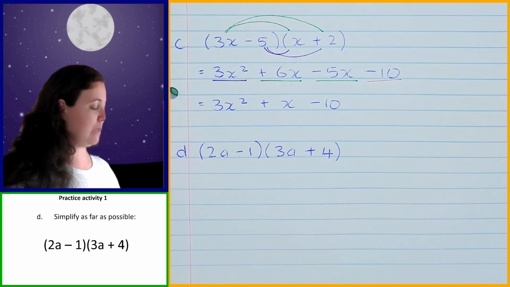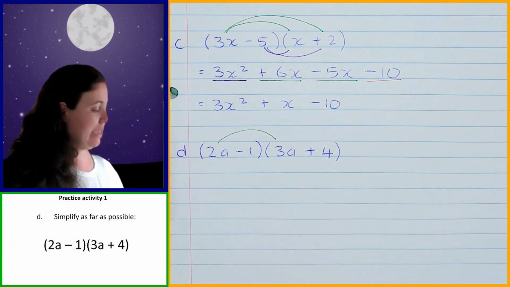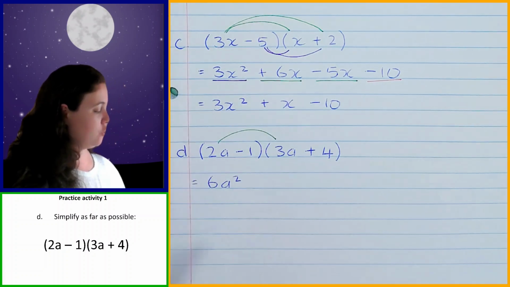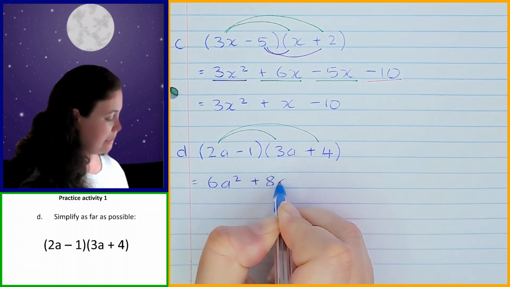So first I'm going to multiply the 2a into the second set of brackets. So it's 2a times 3a. That gives me 6a squared. And then 2a times 4 is plus 8a.